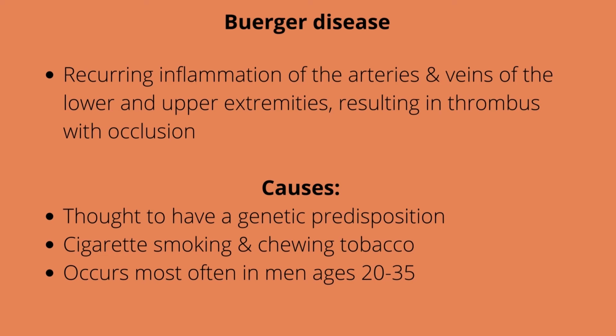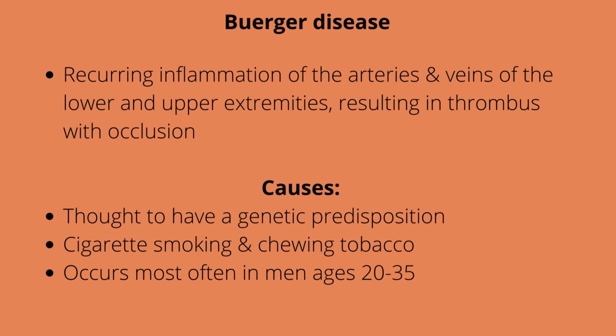It's a thromboangiitis issue, right? Buerger's disease is a recurring inflammation of the arteries and veins of the lower and upper extremities, resulting in thrombus with occlusion. The cause is actually unknown. Some things thought to contribute include a genetic predisposition. For some people it's genetic, hereditary. Smoking, as I told you, smoking is in every disorder. Chewing tobacco use. It occurs most often in men, so it's predominantly seen in men ages 20 to 35 years.